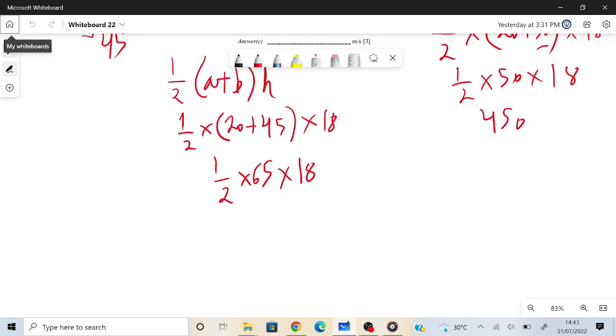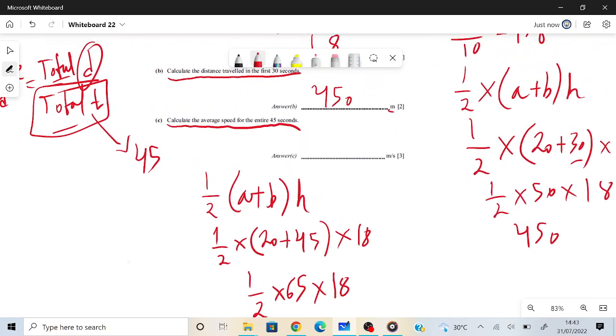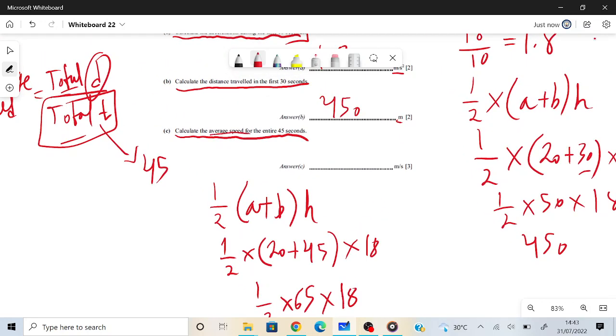So doing half times 65 times 18 in your calculator, you should get 585 meters. But that is not the final answer, because it did not ask us to find the total distance covered, it asked us to calculate the average speed.